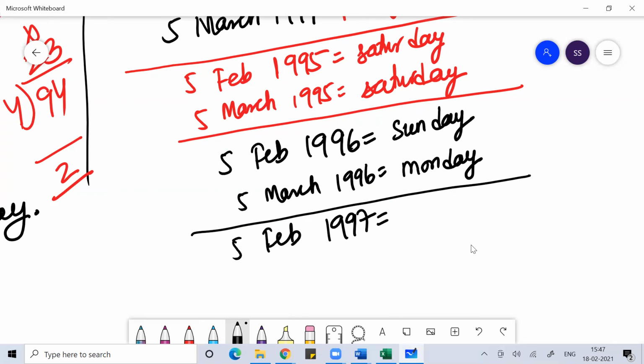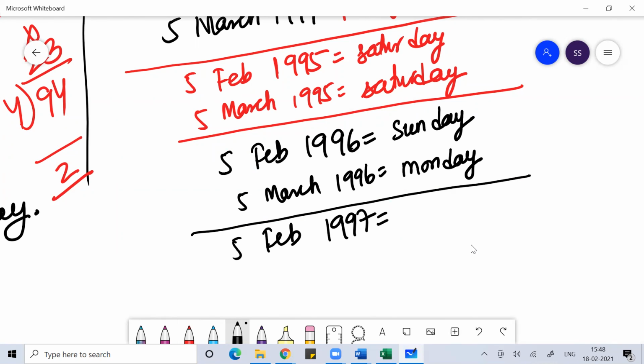Why will it be Monday? Because one day will increase, because of the leap year. One day extra came in between, in the months of February and March. Instead of being 28 days, February became 29 days. That's why it's a leap year. And in the case of a leap year, the March day will be one day after the February date. I hope you understand it.